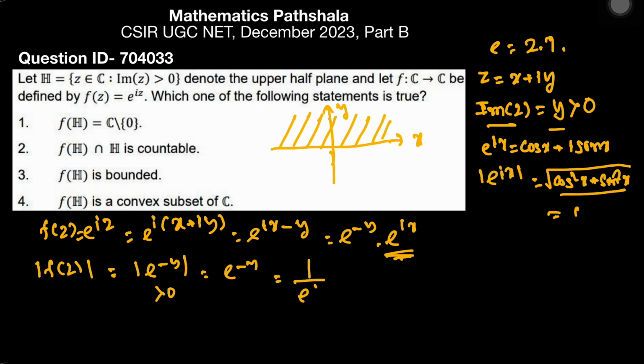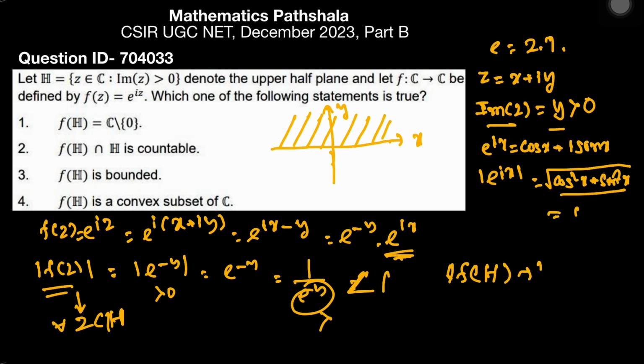Now it can be written as 1 by e to the power y. Now e to the power y is greater than 1, so 1 by e to the power y should be less than 1. So what we get, basically mod of f(z) is less than 1. That means f(z) is bounded. So mod of f(z) is less than 1 for all z belongs to H, so f(H) should be bounded. So option 3 is true.